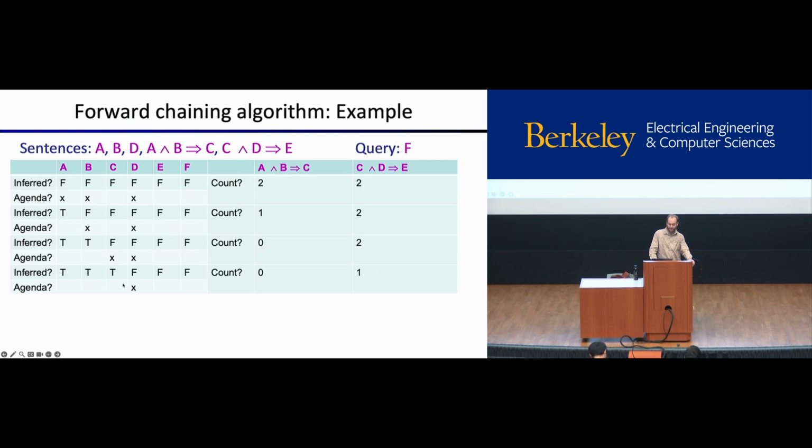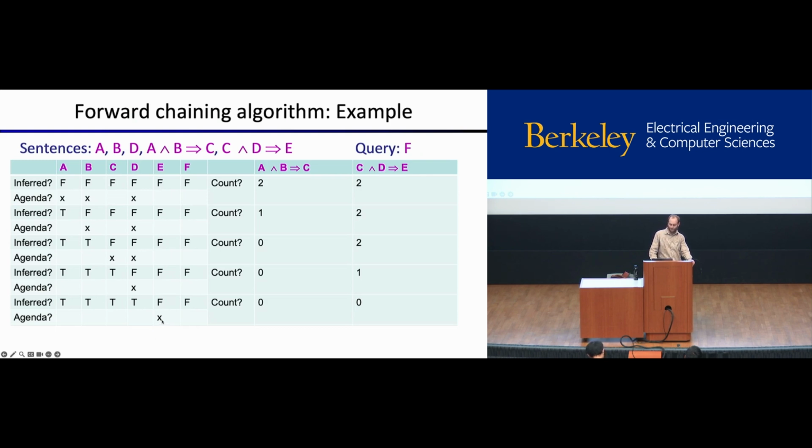And next up, D is in our agenda. So we remove it from the agenda, set inferred to true, decrement the count there, and now we'll add E to the agenda because the count's gotten to zero. So all the symbols in here have been inferred, so we can conclude the conclusion. That is E. So now we add it to the agenda.